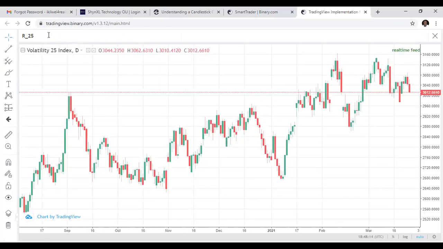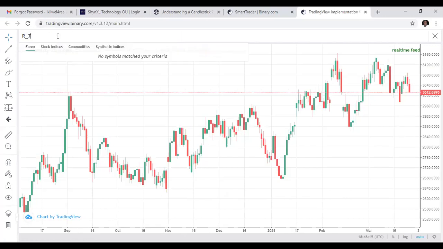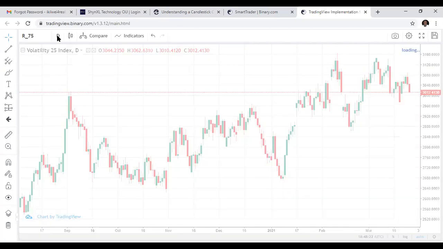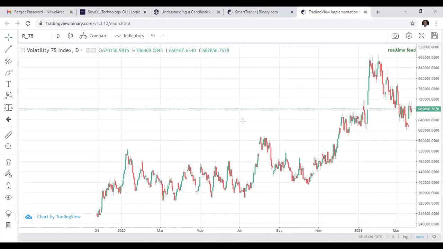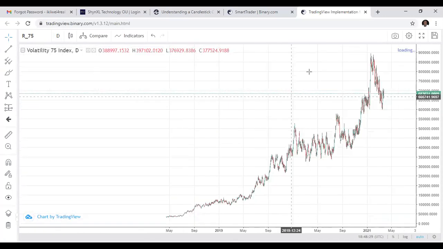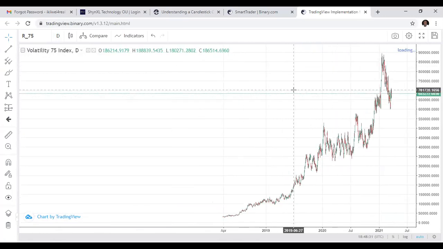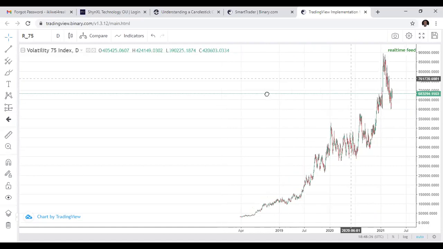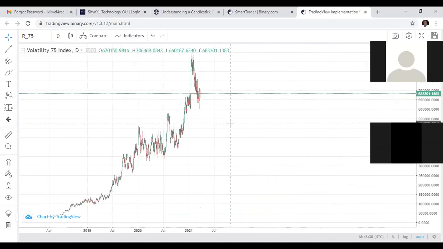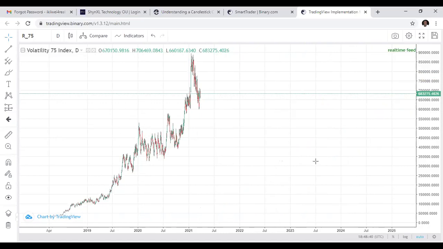Once you click Trading View, you edit it. You now type 75 and then you click enter. Once you click enter, you now have V75 on Trading View. That's how it works.